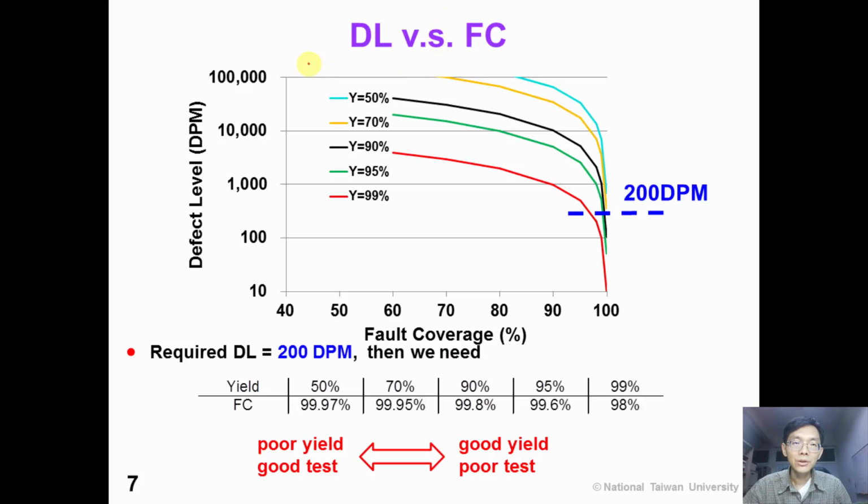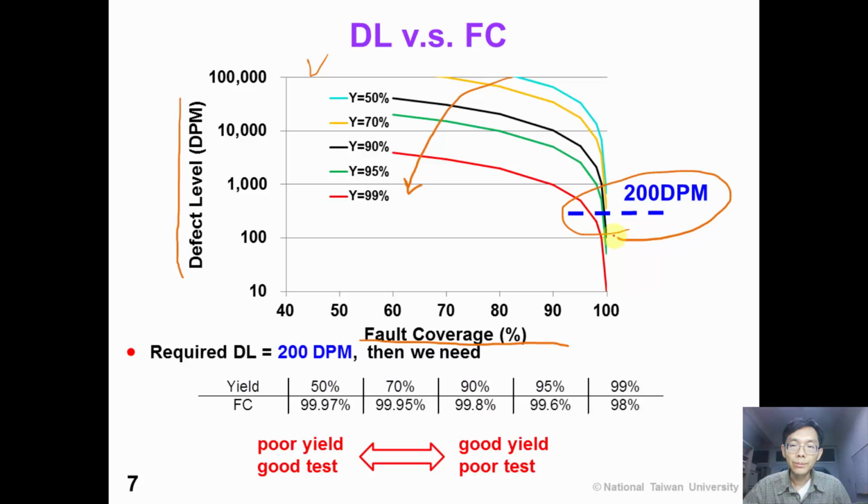This figure shows the relationship between defect level and the fault coverage. As we can see from this figure, if we improve the yield from 50% to 99%, the defect level will also improve.